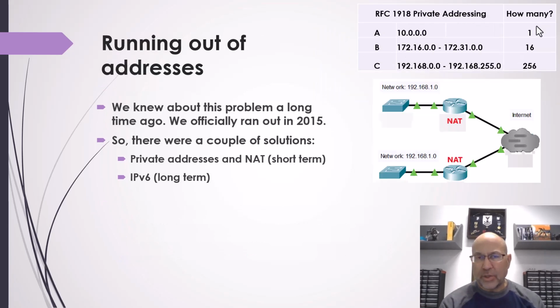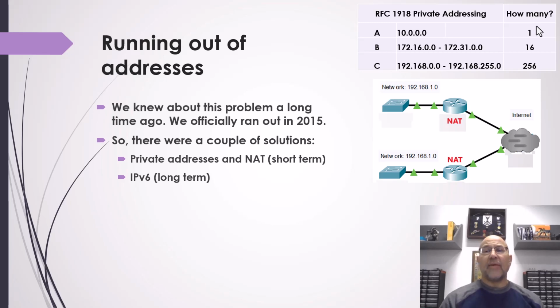Now, it might surprise you to know that we've known about the address space depletion issue for a long time. So there have been plans in the works to replace IPv4 all along. And we officially ran out of address space almost 10 years ago. So there have been a couple of solutions. In addition to CIDR making things more efficient, there was this whole idea of private addresses and network address translation.